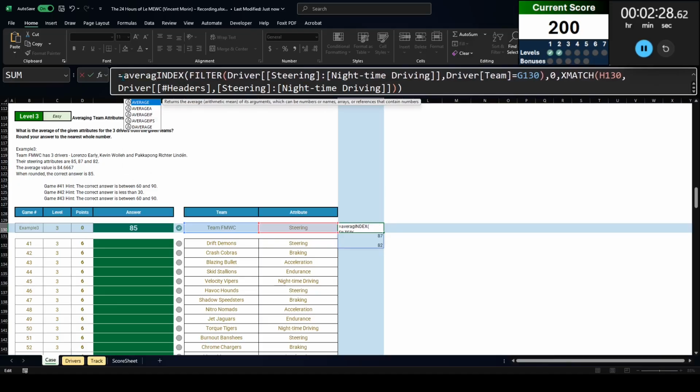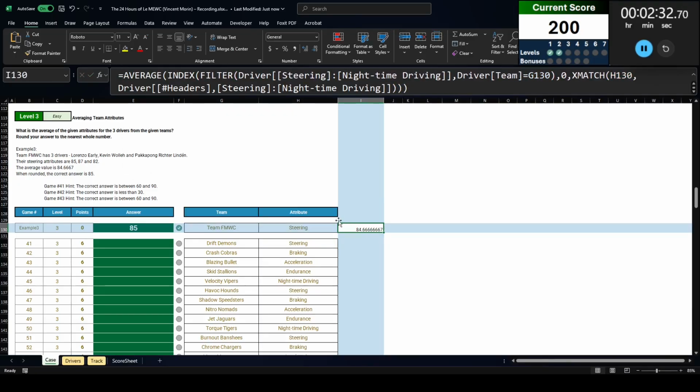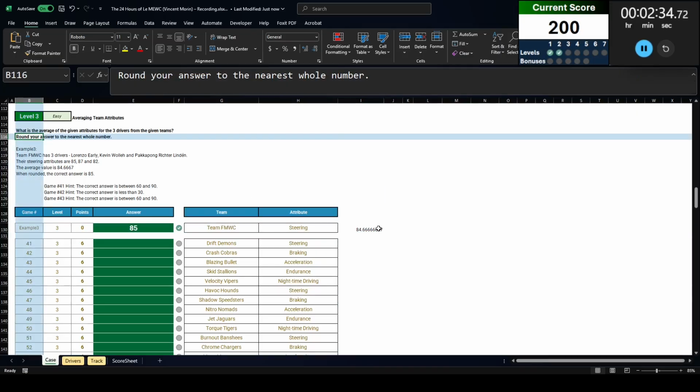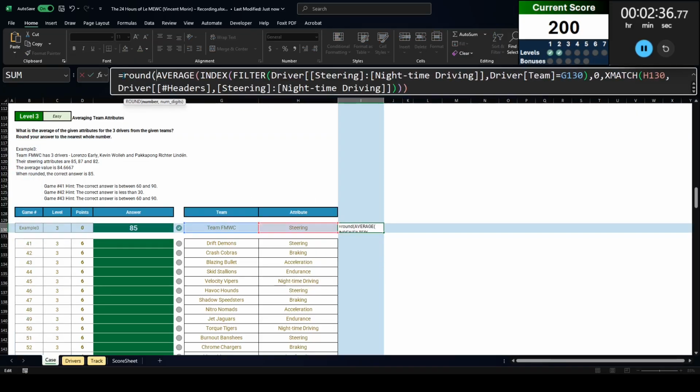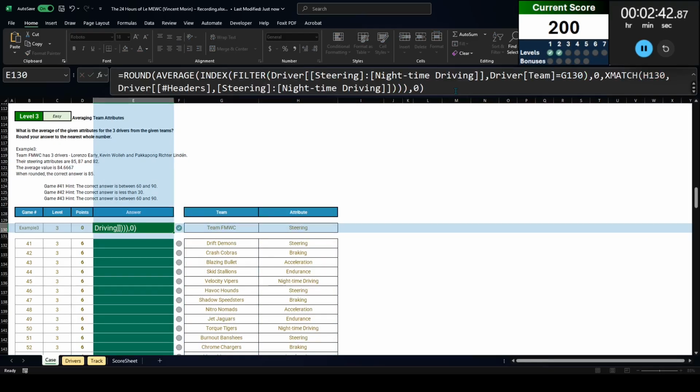I am going to average them, and then when we average, one thing we've got to be careful about is how we're going to round. Yep, that's a long number. Round your answer to the nearest whole number. So let's go ahead and round that by 0. Excellent. Let's bring that over here.